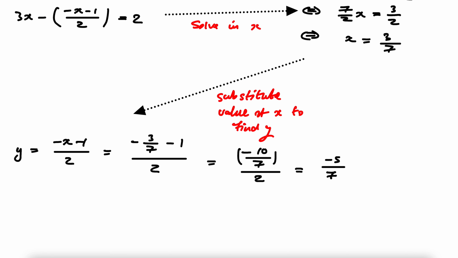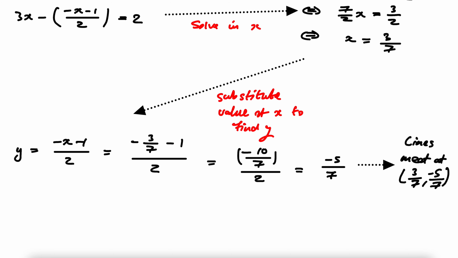Finally, this would tell us what the point of intersection is. So the conclusion is the lines meet at the position, what is it? It's 3 over 7, minus 5 over 7.